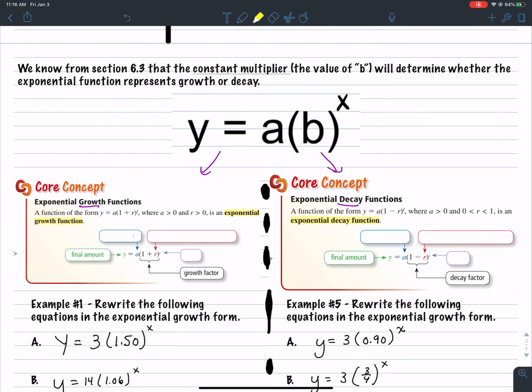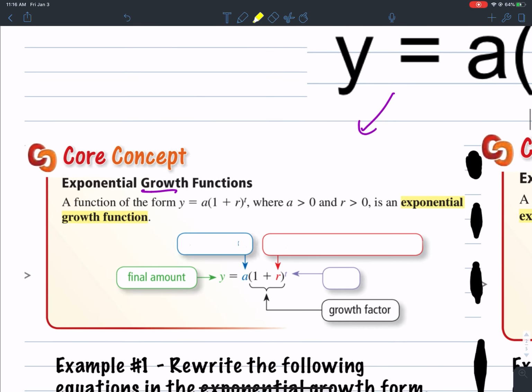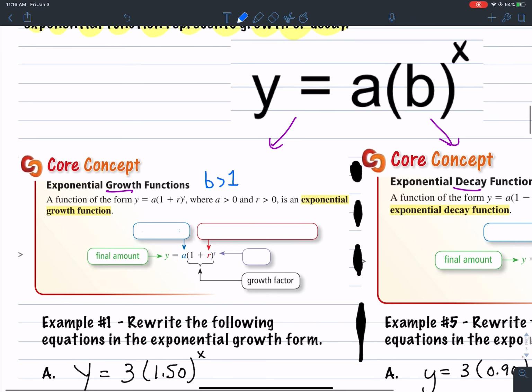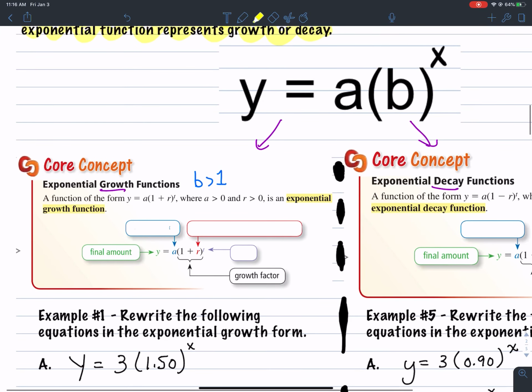And the difference between the two, what I have up here, is we know that the b value, or that constant multiplier, is going to determine whether or not we're growing or decaying. So with exponential growth, just to be clear, our b value is greater than 1. What we're noticing is when we rewrite this in a different form, all we are doing is rewriting the b term. So instead of b, we're rewriting it as a different form because we can see that this a value is still in both of the equations.